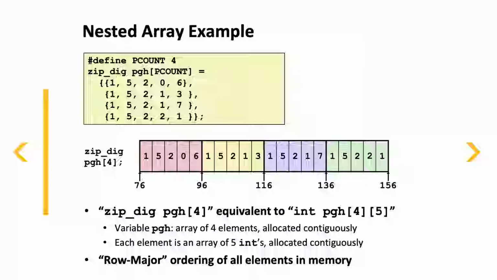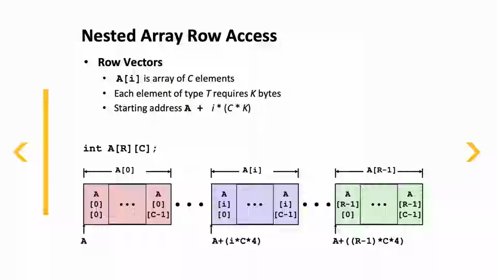So when we do this in memory, though, it looks the same. We just take each of our arrays, we lay them all out in row order, because we're assuming row major ordering in this example. And so we just get a contiguous bunch of bytes in memory that is long enough to hold 4 arrays of 5 ints each, and we just lay them all out in a line like this. So to access a row of a nested array, we just keep in mind that A at index I, it's just another array of C elements, right? Each row is just an array of as many elements as we have columns.